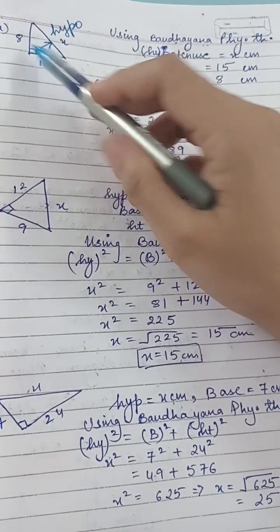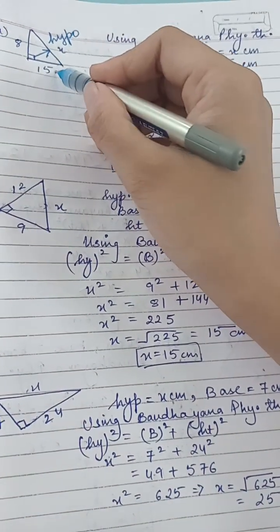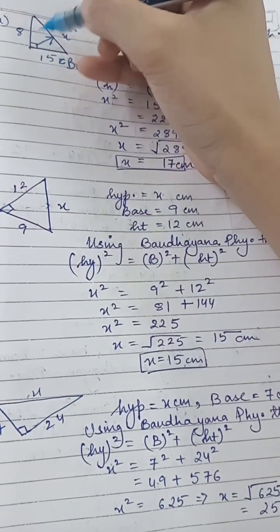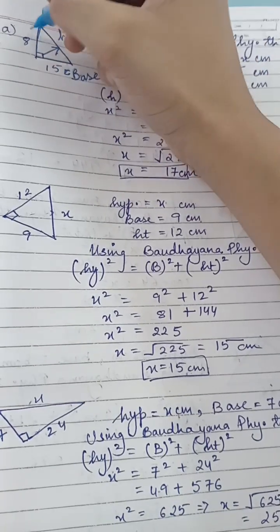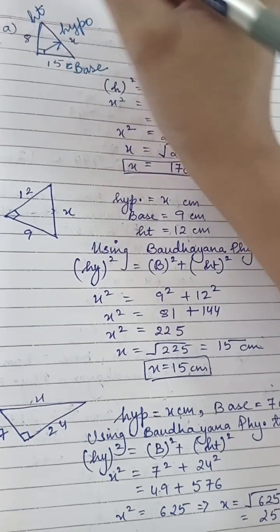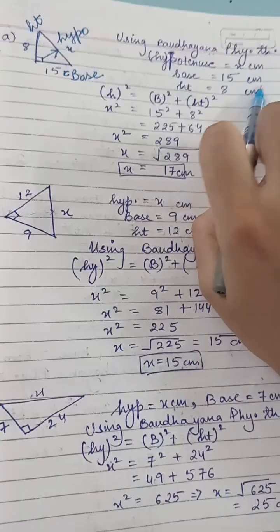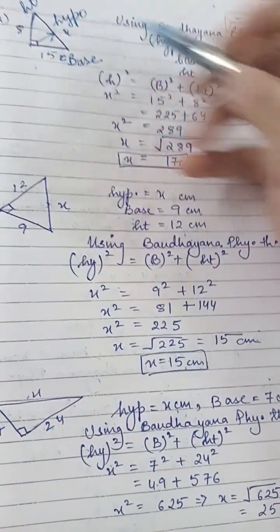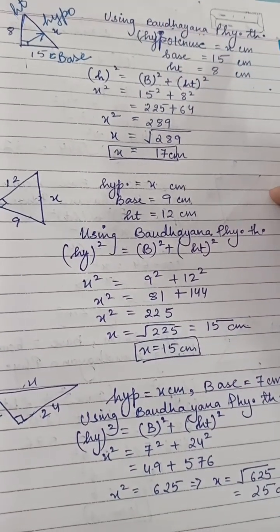What are the other two sides? The other two sides I have taken as the base, and this vertical perpendicular line is the height, or perpendicular. So I have taken all these three: hypotenuse equals x centimeter, base 15 centimeter, and height is 8 centimeter. Now using which theorem? The Pythagoras theorem.